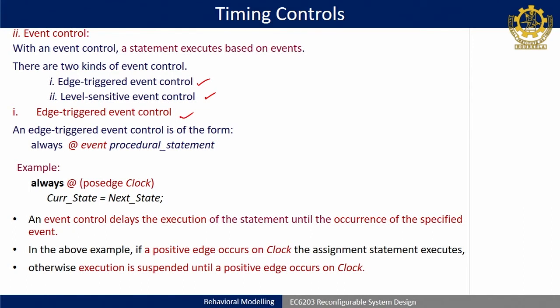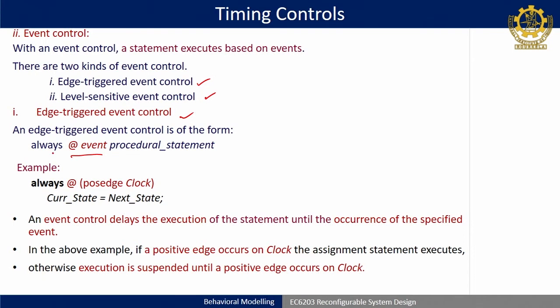Whenever you are writing an edge triggered event control, that means either clock based posedges or negedges, and that eventing is happening, or there is a simple A B C D in which some event is happening. In that case you have to use always @ symbol, that is the syntax. So, an edge triggered event control is of this form: always @ of event, then procedural statement.